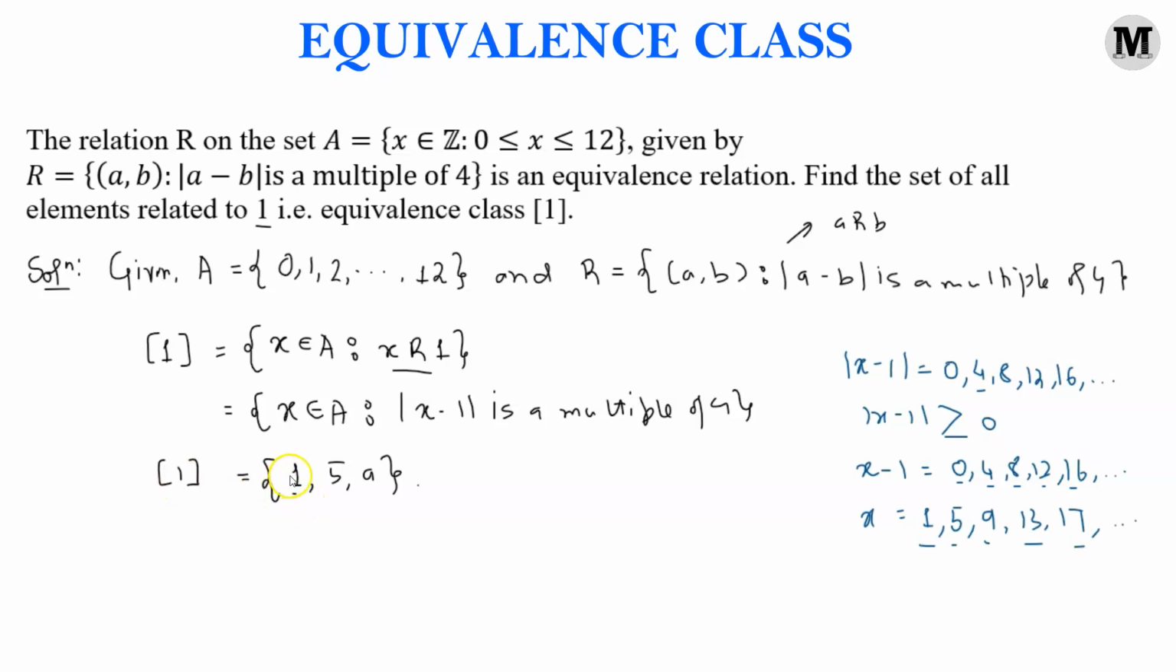So 1 minus 1 is 0. 0 is a multiple of 4. That's true. If we take 1 and from it subtract 5, that gets us negative 4. We have to take the absolute value, which is simply positive 4. Yes, 4 is a multiple of 4. Then 1 minus 9 is negative 8, and its absolute value, 8, is also a multiple of 4. So this is how we can obtain the equivalence class of 1.